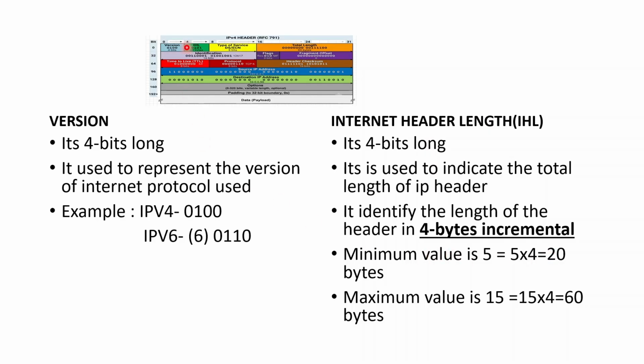Now, by the way, the minimum value of this IHL field is 5, and the maximum value of this IHL field is 15. Whenever any value is put here, we multiply by 4 bytes. So the maximum value is 15, and 15 times 4 equals 60 bytes. By saying so, the minimum size from the IHL field is 20 bytes, and the maximum is 60 bytes.